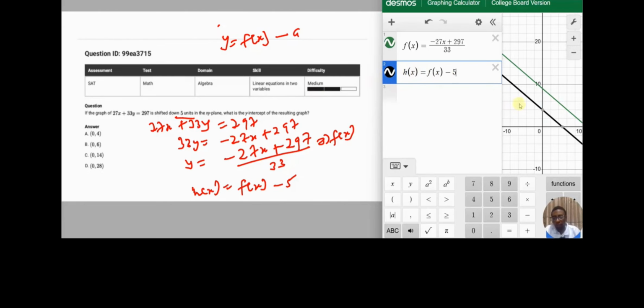So what is the intercept for that? The intercept for that is 4. What you are looking for is the y-intercept of the new or resulting graph, which is this. It's actually 4. So our answer here is the y-intercept is 4. So that's how you go about that.